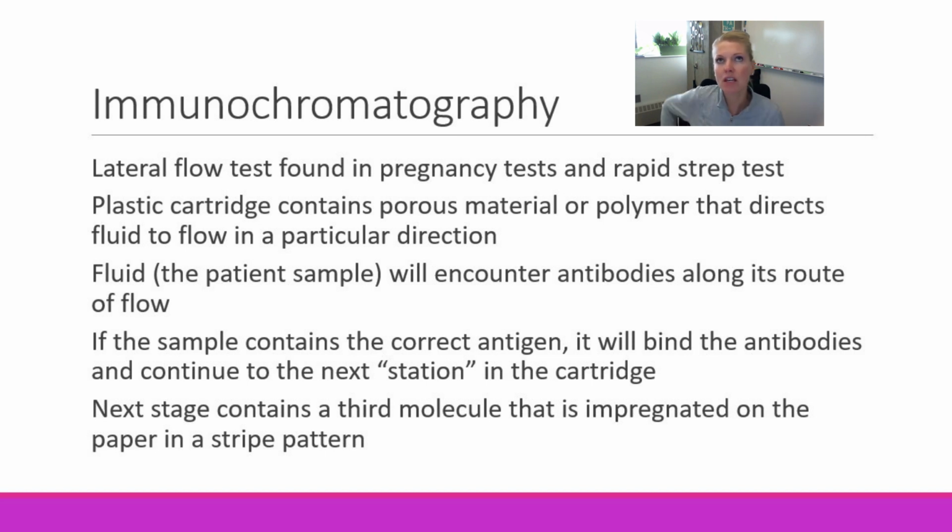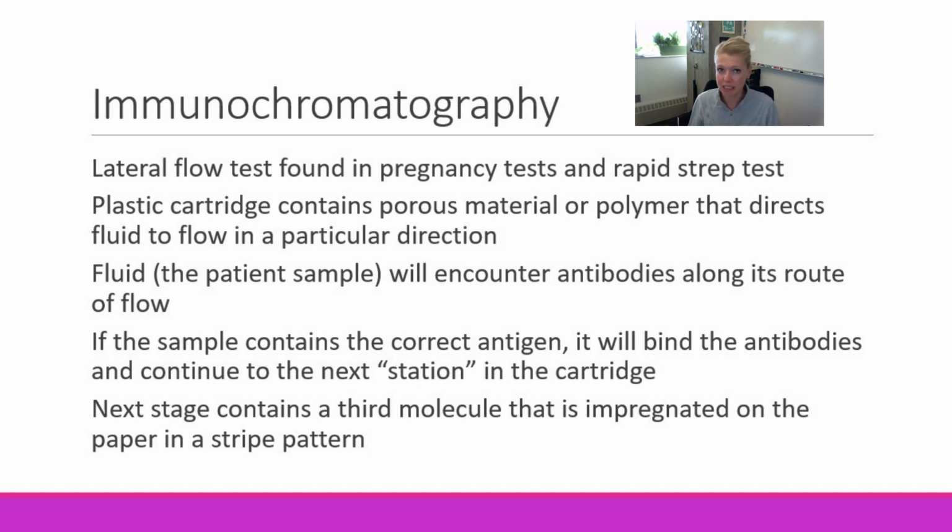So one of the forms of immunochromatography is a lateral flow assay. This means that it's going to be lateral, so flat, usually on a piece of cellulose paper or filter paper or something like that. And this is pretty much what we see in a pregnancy test or a rapid strep kit. They are going to utilize lateral flow assays. Rapid COVID testing is a lateral flow assay.